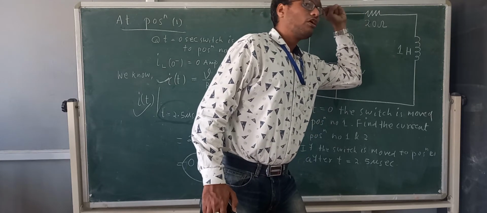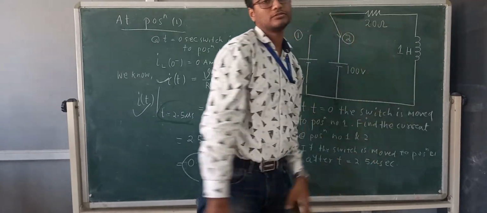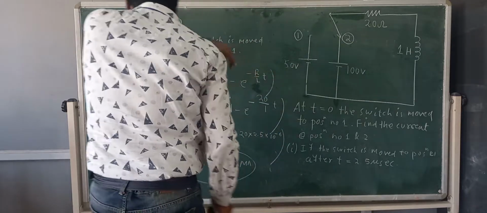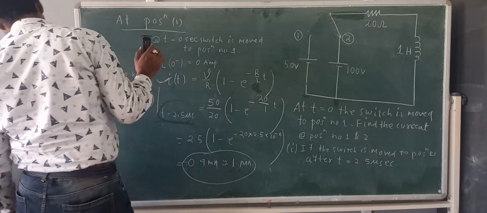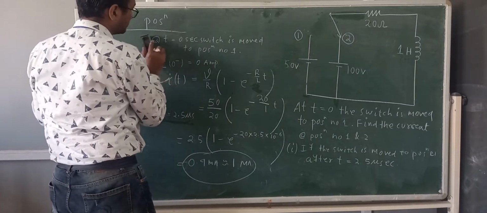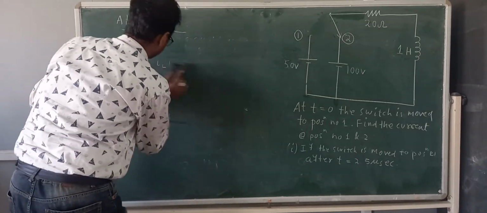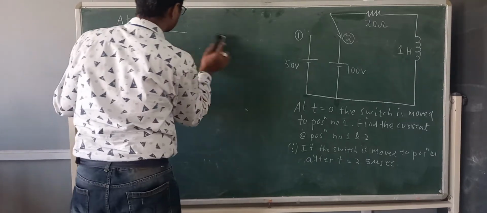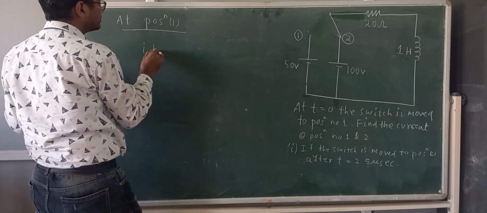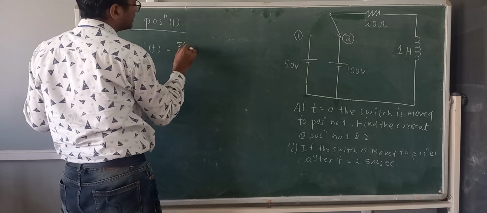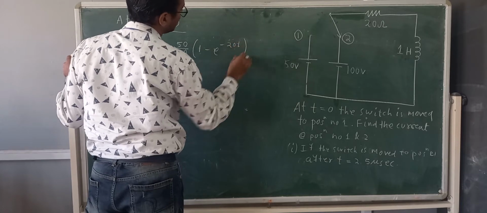When the switch is not here, what is the current here? What is the initial current for this position? Understood? Yes. So now we have to calculate the initial current. At position number 1 we have calculated the current: it is 50 divided by 20, times (1 minus e to the power minus 20 t).